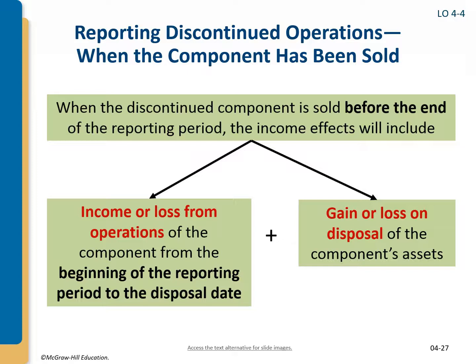So when the discontinued component is sold before the end of the reporting year, so in that example we saw it was still up for sale. But what if it's sold during that year? Well, not only will you report any profit or loss from the beginning of the year to the date of the sale during that year, but also any gain or loss on the actual sale. So you have two separate components.